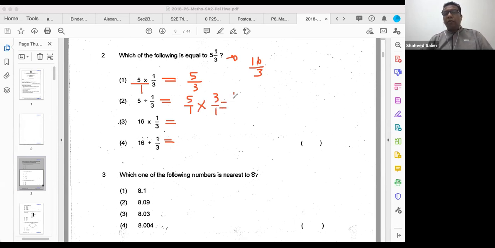Your times get 15 over 1. So these two are out already, this one out. Next one, 16 times 1 is 16. 16 over 3, it's the same already. Don't need to do any further.